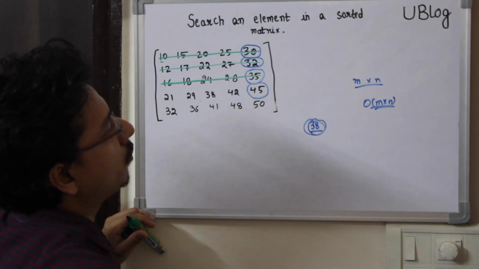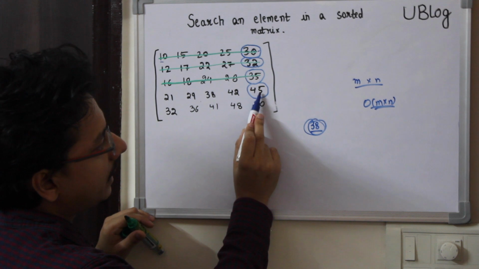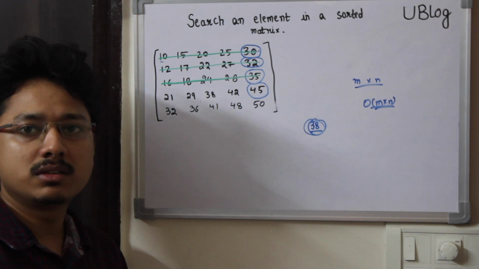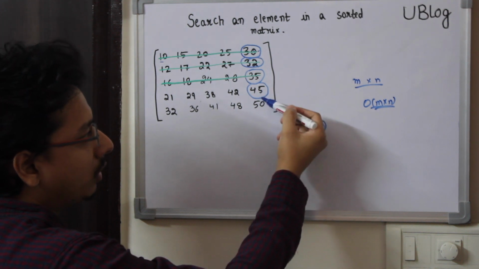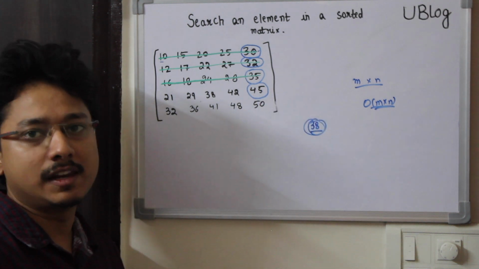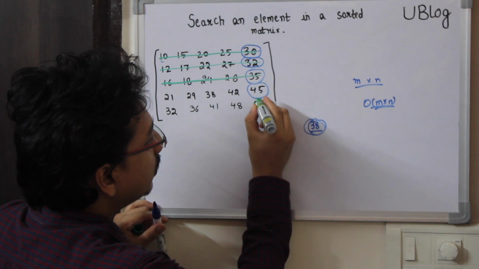So basically I am at 45. So this means now I compare 45 with 38. What does this mean? This means 45 is greater than 38, which means all the elements below it are not eligible for my answer. So basically I cut this 50.